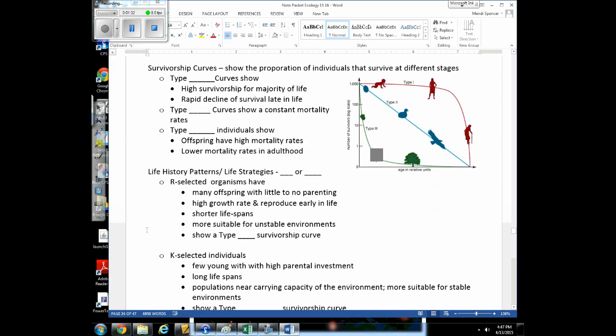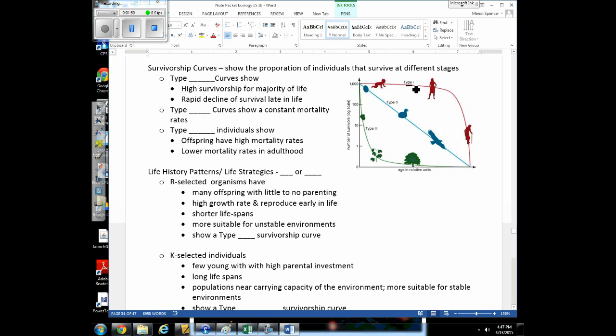So next we're going to take a look at survivorship curves. And survivorship curves just basically shows us the mortality rates of organisms throughout the different stages of their life. So we've got type 1, type 2, and type 3 survivorship curves. So let's take a look at the diagram and see if we can understand the diagram, and then we'll fill in our notes here.